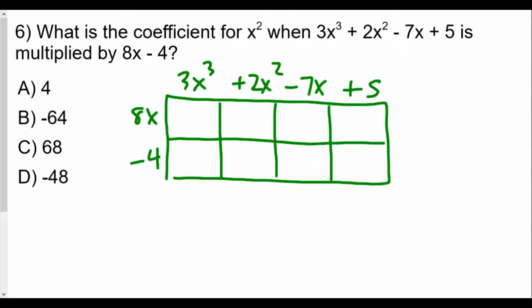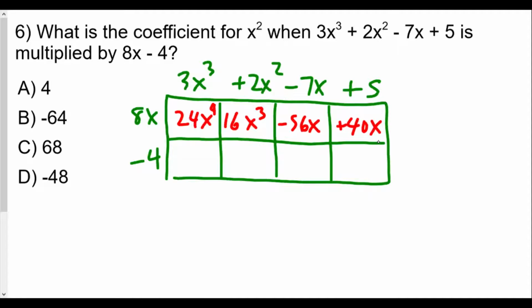So we're going to multiply 8x times each of the top terms. So we have 24x to the fourth. And then next one, 8x times 2x squared is going to be 16x cubed. And then 8x times negative 7x is negative 56x squared. And 8x times 5 is plus 40x.